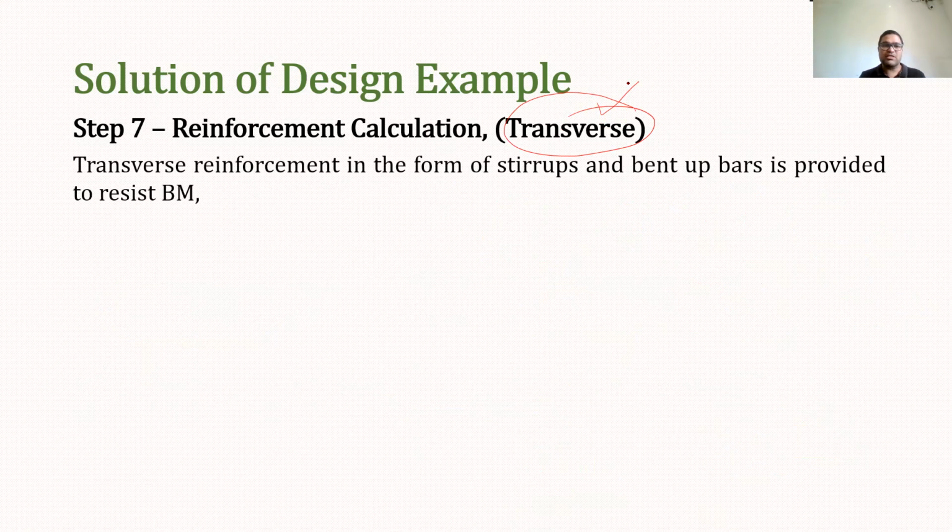So here we provide transverse reinforcement in the form of stirrups and bent up bar. The bent up bar we have already provided, as I have mentioned in the previous step. Now we will be designing stirrups. In the design, we will assume the diameter of the bar, and ultimately we will find out the spacing at which we are providing the stirrups. So that is what we are going to calculate here. But before that, we will check whether our beam requires shear reinforcement or not.